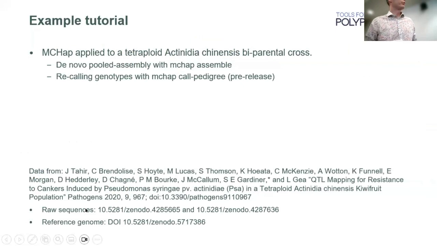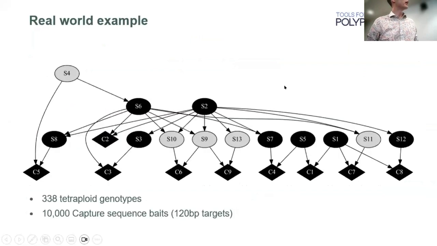Cool. So I'll jump back to the real world example here. Okay, the real world example, back to this pedigree I showed before. So in total, this contains just under 340 tetraploid genotypes, and we're looking at assembling 10,000 capture bait sequences. So the targets we're looking at are 120 base pairs each.